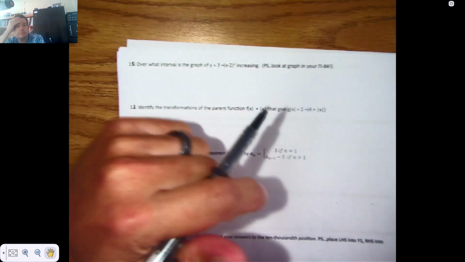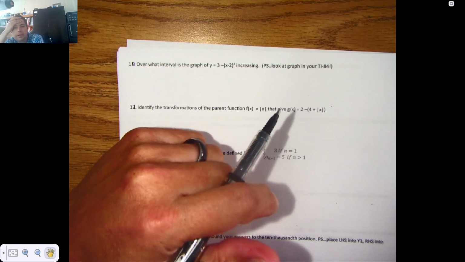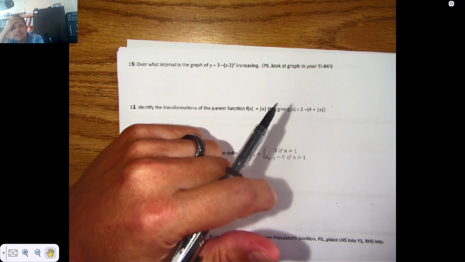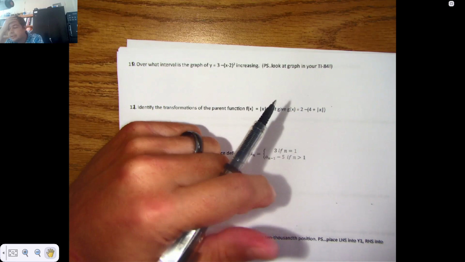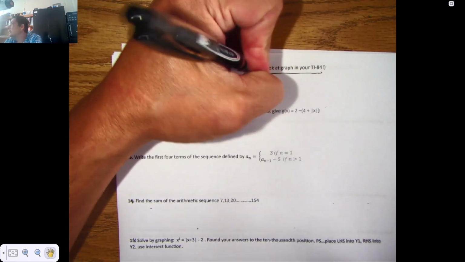Number 10. Over what interval is the graph y equals 3 minus (x minus 2) squared increasing? And there's a little hint there. Look at the graph on your TI-84.